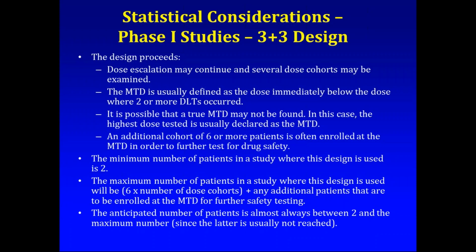Also in phase 1 studies, once we have an MTD, we tend to plan for an additional cohort of patients. I've seen many where they've added 6, but sometimes they'll add, say, 12 more patients at that dose to study drug safety and just to get an initial indication of efficacy, just very initial.